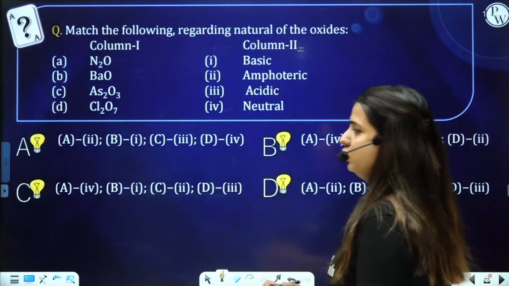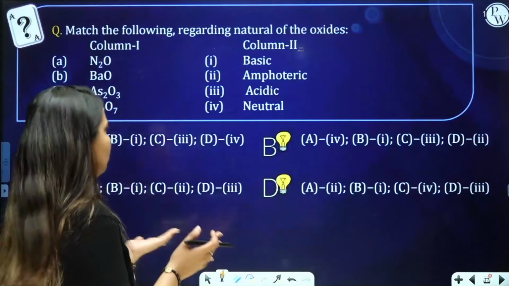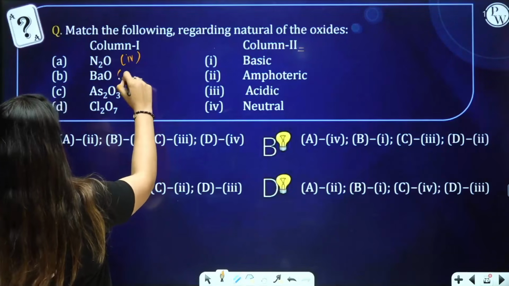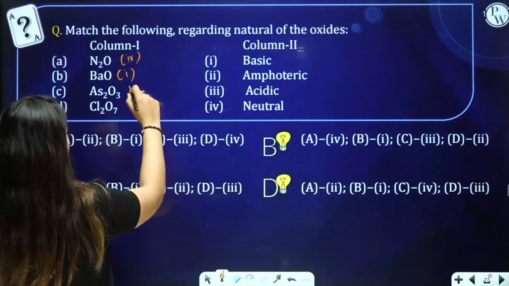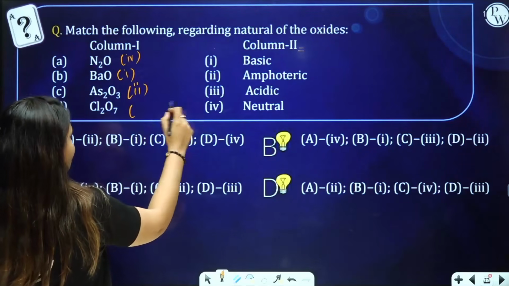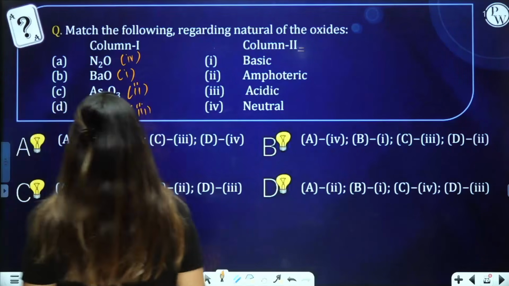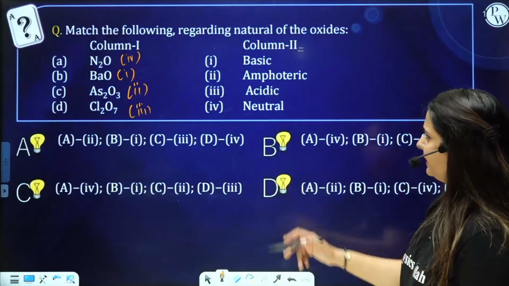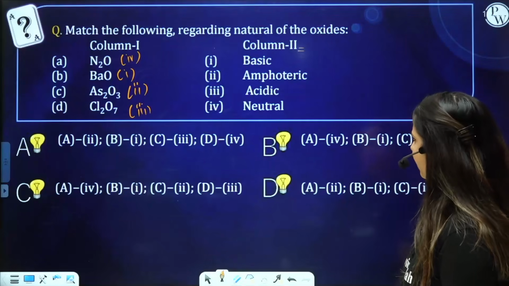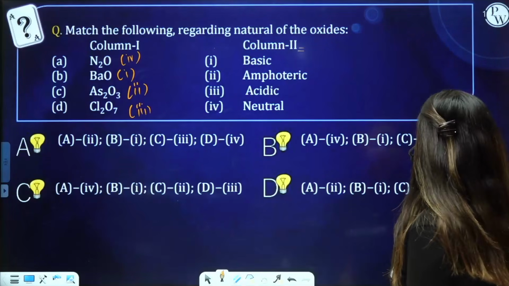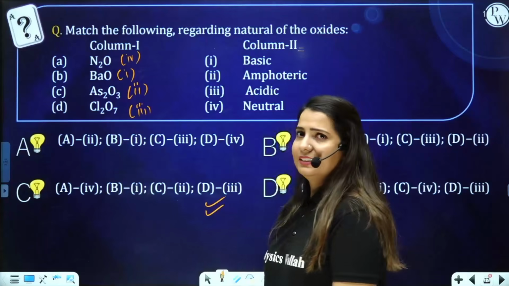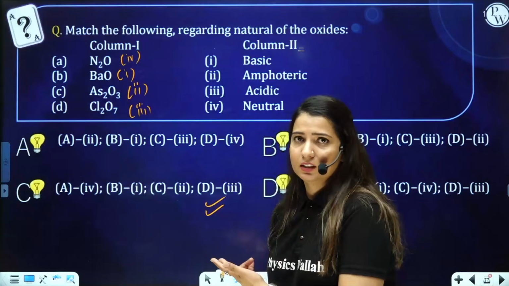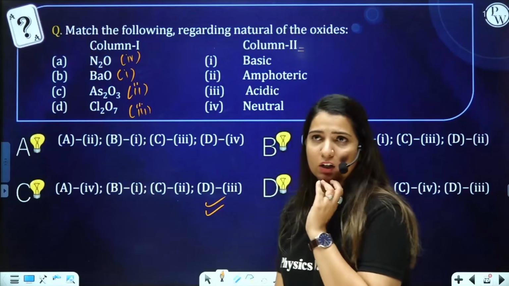Now match. You have to match now. N2O is neutral, so A will have the fourth option. Barium is a metal, so it will form a basic oxide. Arsenic is amphoteric, and chlorine is acidic. So A is fourth, B is first, and C is second. So this is the answer. Very easy. I know all the oxides, so in just 2 seconds I have answered the question. This much is the power of inorganic chemistry.